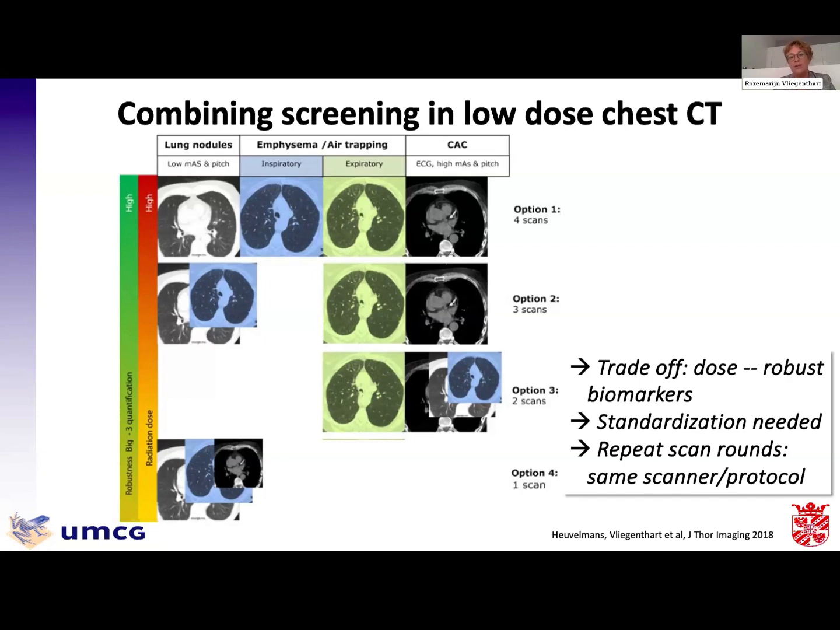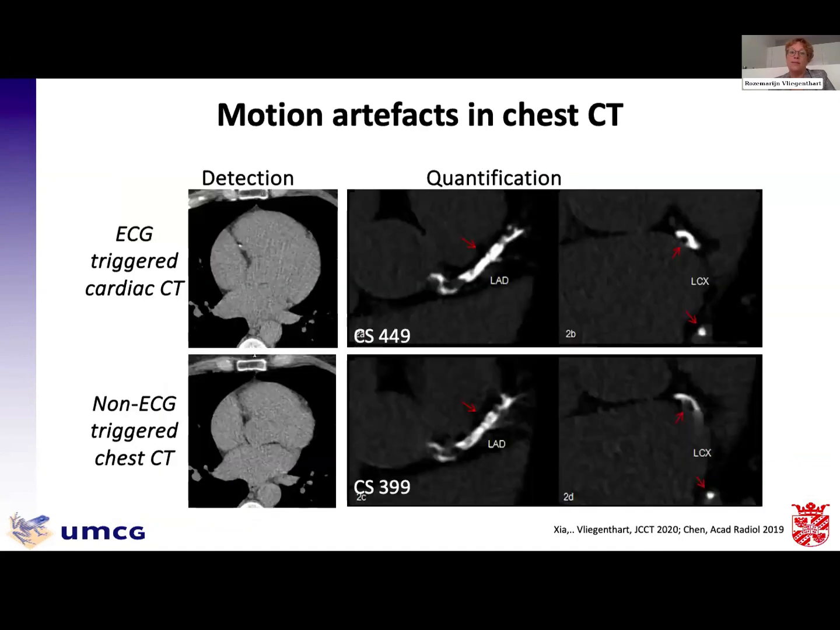So what we would like to do is just use one and the same lung cancer screening CT acquisition of the whole chest to then also derive the information on coronary calcium. How can we do that? Well, there are a number of studies that have investigated what the effect is if you want to look at this coronary calcification on chest CT.